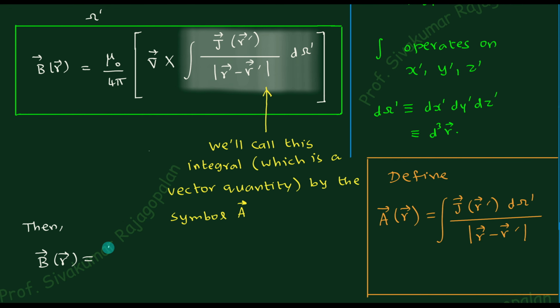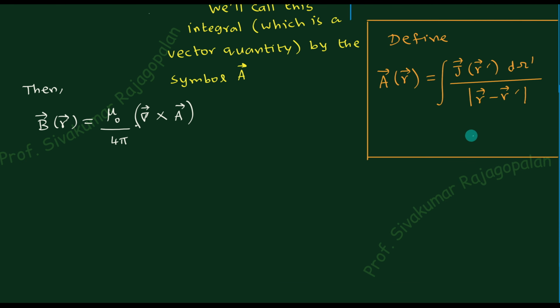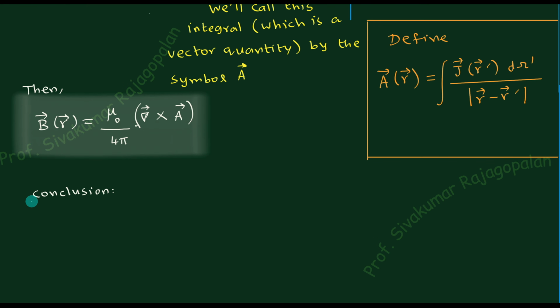Constant I want to write down, then only the del operator will come. So mu naught by 4 pi, then what is left out is now we can write del cross A. And that's all. So this is the expression that looks reasonably simple, so that all the integral has been defined into the capital A. This expression, we prefer this expression so that it is easy to understand and remember.